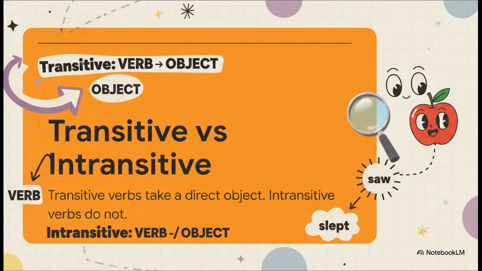This naturally brings us to the formal grammatical terms you might encounter in the wild. Transitive verbs take direct objects, while intransitive verbs do not. Simple as that. So saw in our previous example is a transitive verb because it transfers its action directly to an object. Linking verbs and action verbs that just describe something happening without it happening to anything, those are always intransitive.